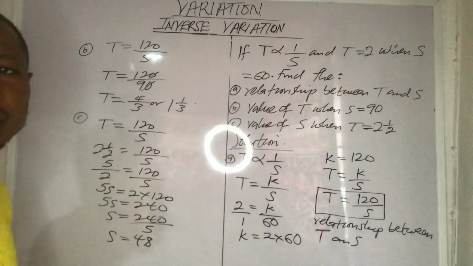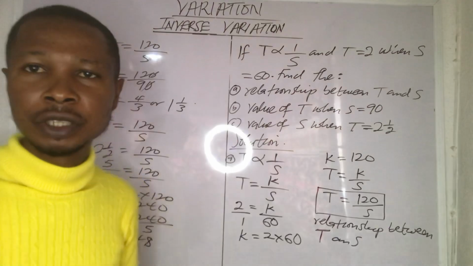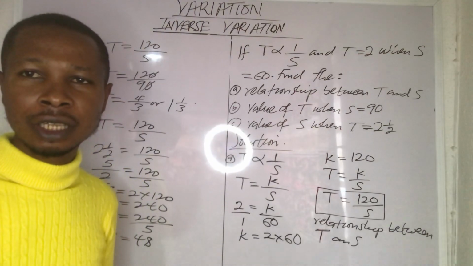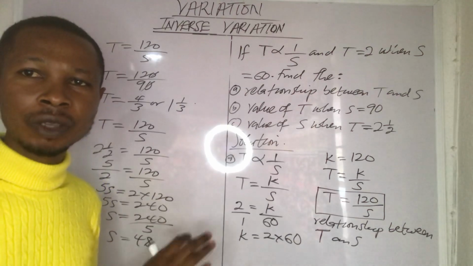So this is an example of inverse variation. We may look at a word problem on inverse variation in the next class. But this is an example of inverse variation.